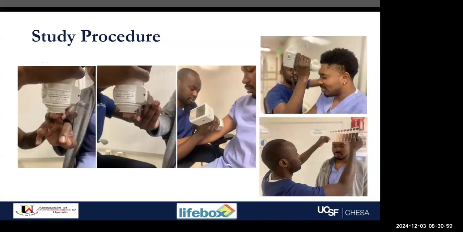So this is how the measurements are being made. This was using the Konica, taking the measurements, and also how we're using the Monk skin tone scale. Next slide.